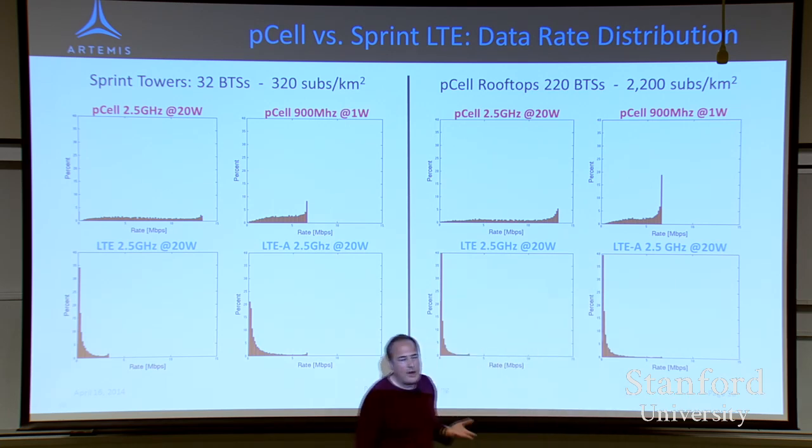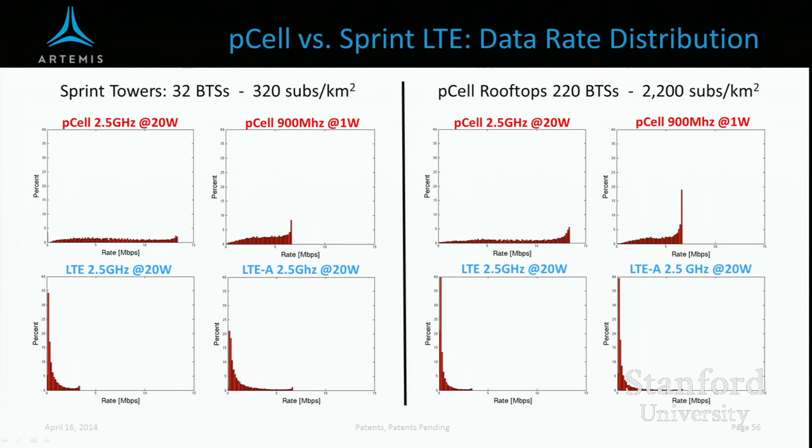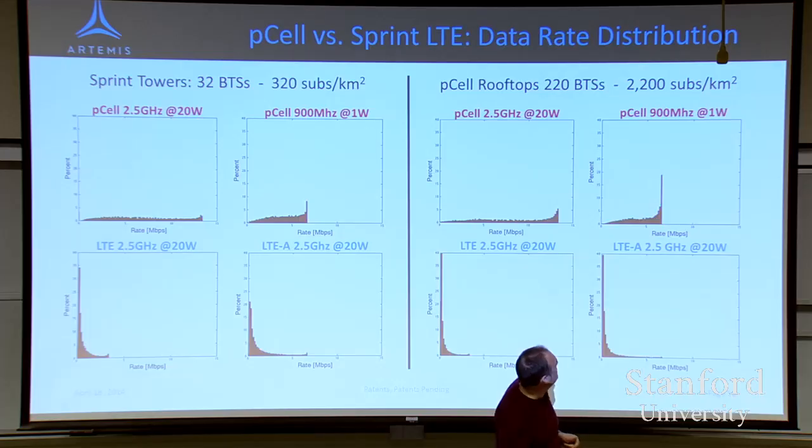LTE requires you to have a nicely arranged arrangement of buildings, of cell locations. And again, as they get closer, you have this big intercell interference problem. Then with pCell, as you can see, the performance is quite uniform, and it actually leans toward the peak. And as we get to UHF, once again, a full 20% of the users are getting full peak performance.